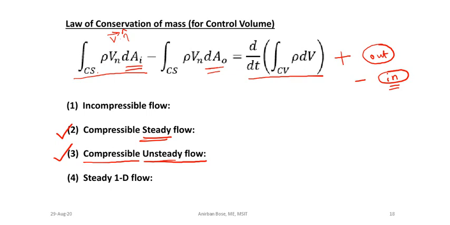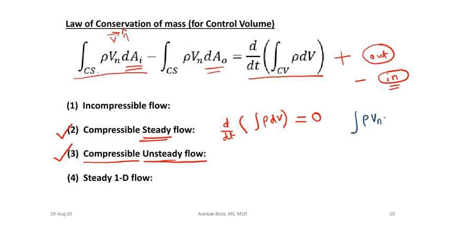If it is a steady flow, then this d/dt or this quantity, rho dV, will become 0. Okay, so this is what is for the steady flow. So this term will not be there in the expression, and the equation will take only this part. That means this quantity is equal to this quantity. Okay, so for compressible steady flow, the equation will be in this form.